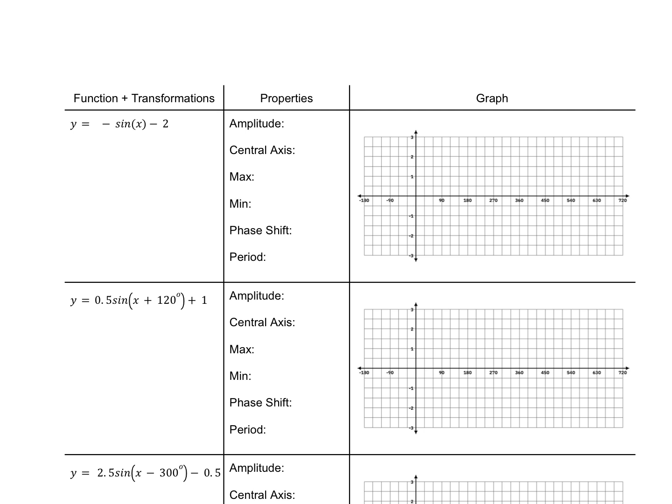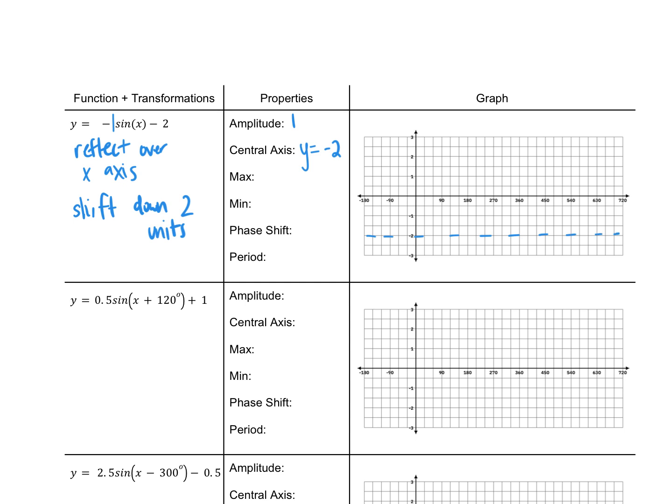So in terms of the transformations, we have a reflection over the x-axis, and we're just shifting down 2 units. That's all we have here. Our amplitude is 1, because there's an invisible 1 here. The negative doesn't affect us. Our central axis is at -2. So I'm actually just going to put a dotted line at -2.